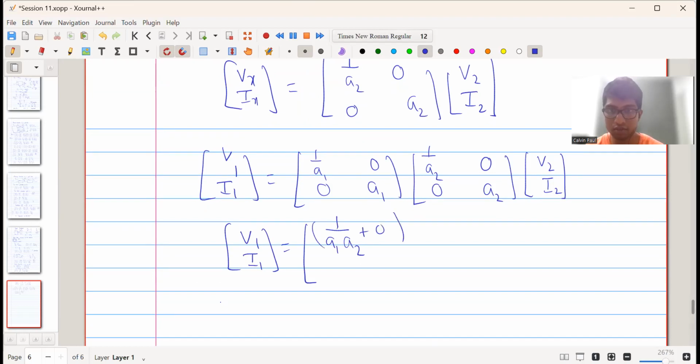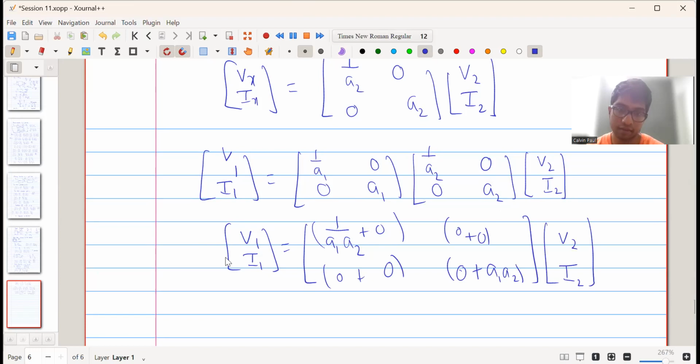Similarly, 1 upon A1 into 0, that is 0. 0 into A2, that is 0. Similarly, 0 into 1 upon A2, that is 0. A1 into 0, it is 0. Similarly, 0 into 0, this is 0. Plus A1 into A2, this is A1 into A2. So we get V2 I2.